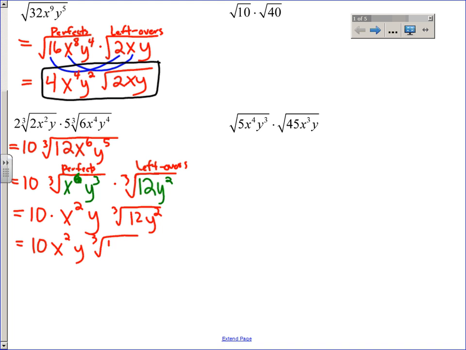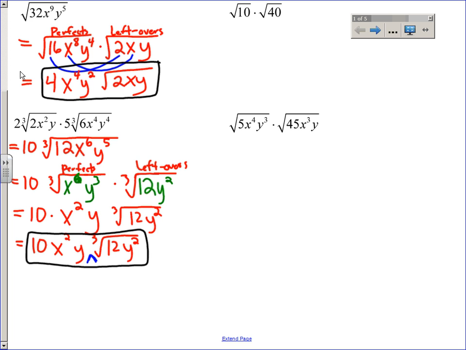If there had been a number after we had done our perfects, then we would have multiplied that number by 10. But in this case, we didn't have one. So this is our answer to the problem. And notice we want to leave a little bit of space between the y and the third root symbol there. We left a little space there on purpose because we don't want it to look like y cubed.